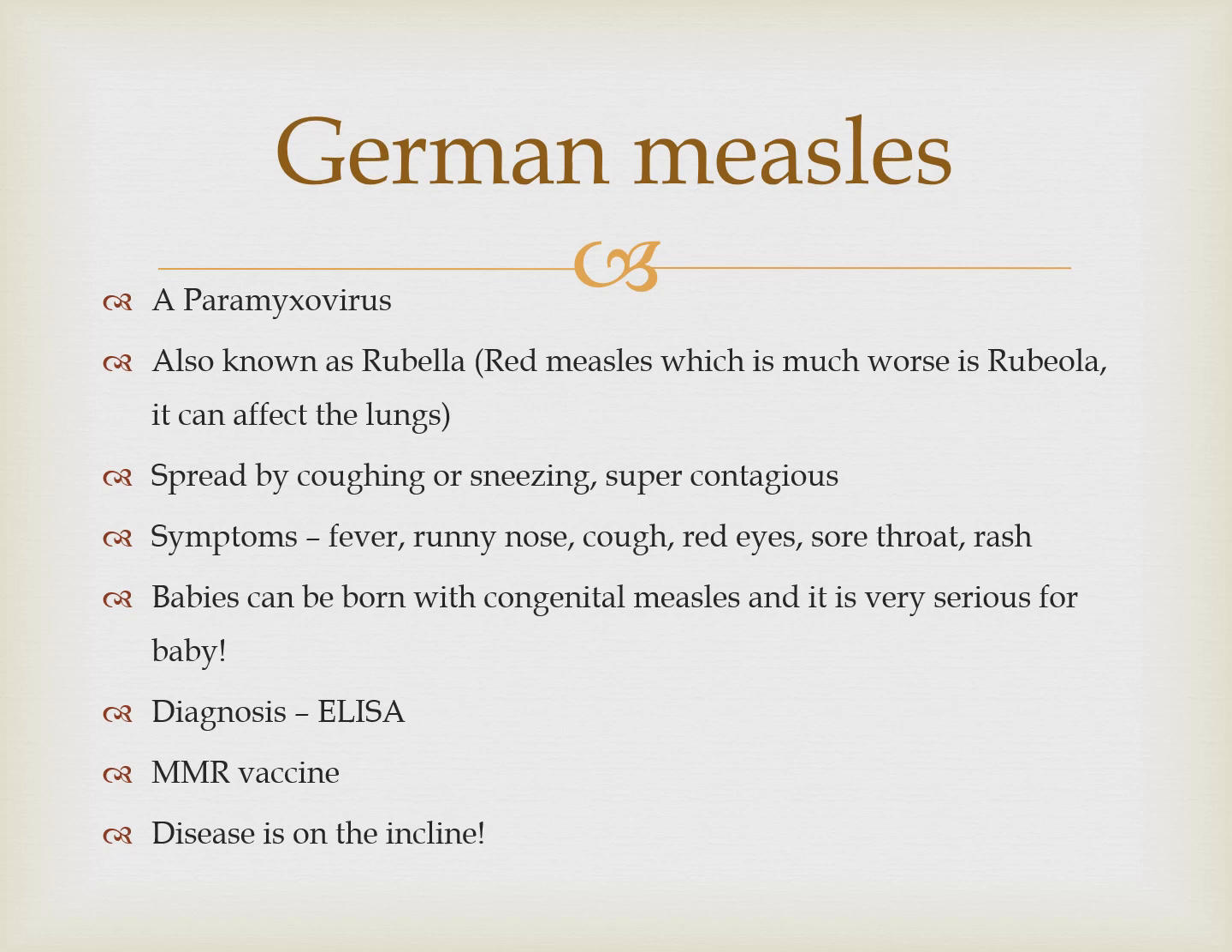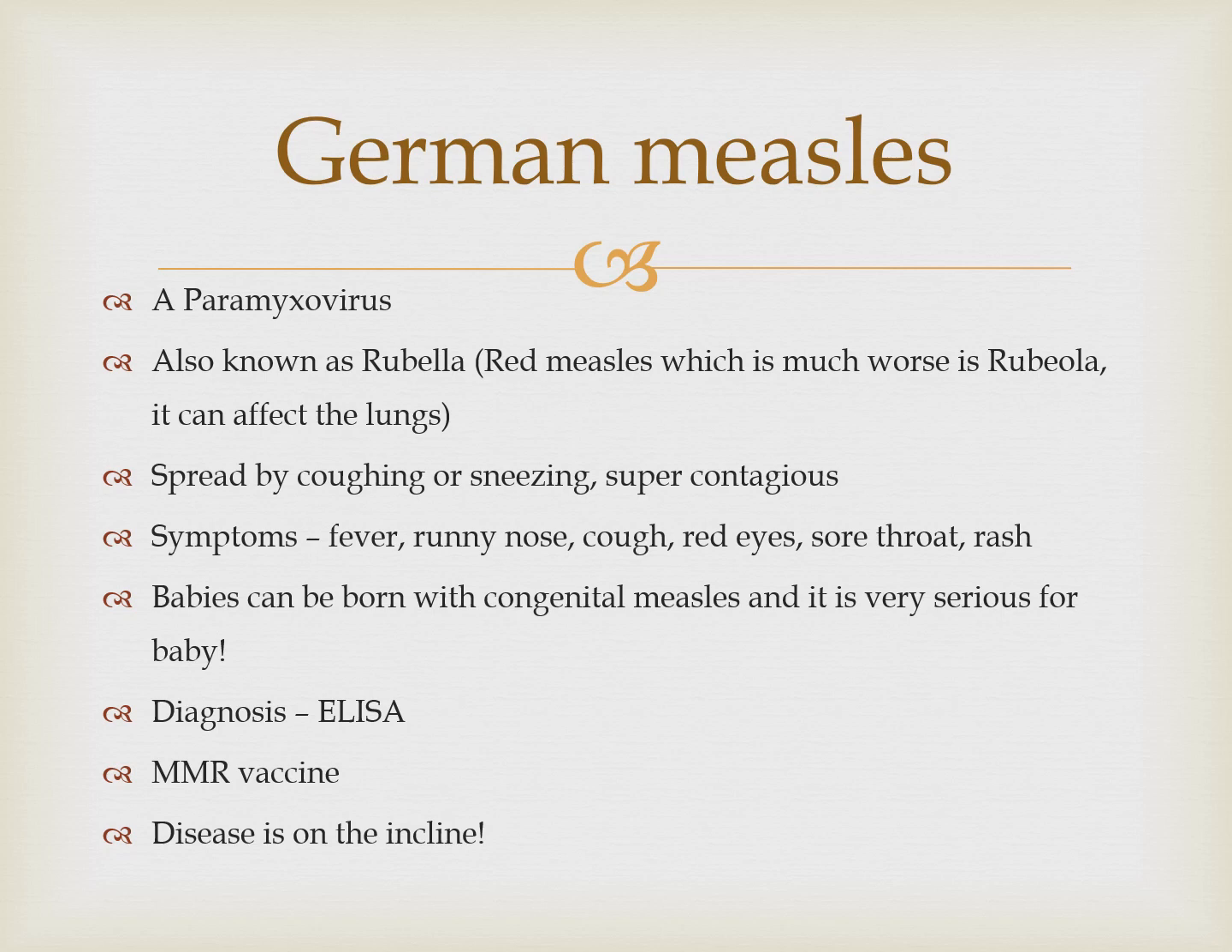And babies can be born with congenital measles, and it's very serious for them. Or mom can actually have a miscarriage of her baby because she has German measles. This is diagnosed through ELISA, RNA detection, or genetic analysis, such as molecular epidemiology. There is a vaccine for it called the MMR vaccine, the measles, mumps, and rubella shot, and the disease is on the incline. It is on the incline because people are not getting their vaccines or allowing their children to get the vaccines like they probably should.